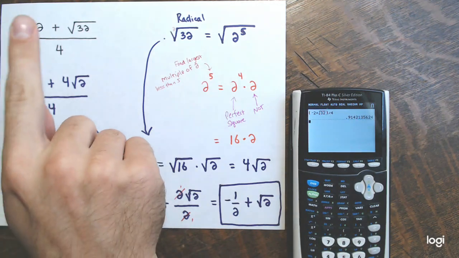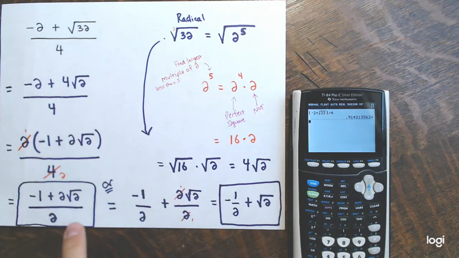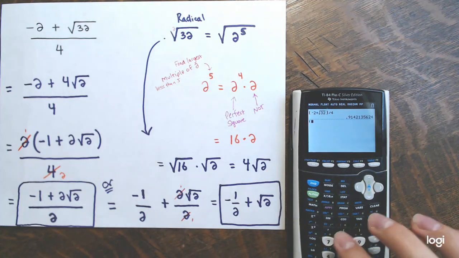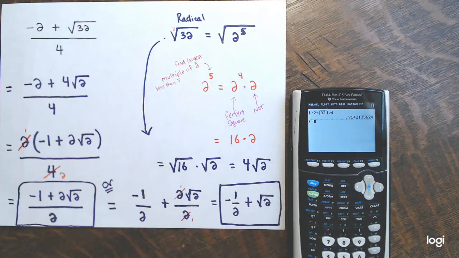Now we went through and simplified the radical and then simplified the fraction and got down to this here. Let me punch this in, this single fraction. So again, the numerator has multiple terms, so I'm going to put in parentheses. In parentheses, I have negative 1 plus, and then 2 times the square root of 2.